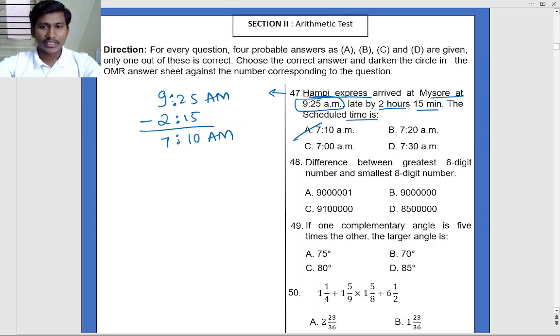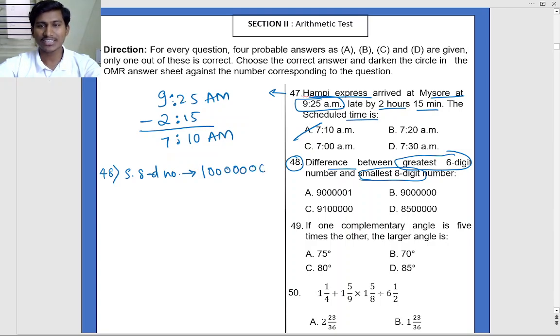So students, the 48th question here. The question is the difference between greatest 6-digit number and smallest 8-digit number, right? So we have to find the difference. Difference means we already know we have to subtract. So the smallest 8-digit number we should take first. Smallest means after 1 we have to write zeros, 1, 2, 3, 4, 5, 6, 7 zeros. So that is 8 digits now.